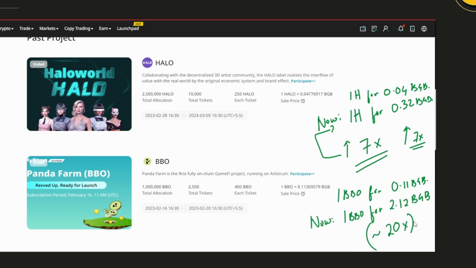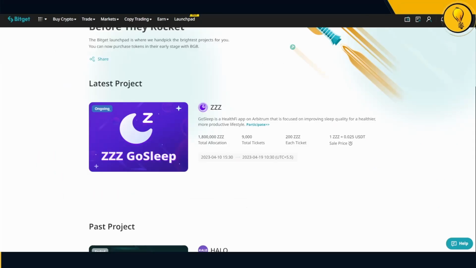Okay, this is 20x even after the pullback. So you can imagine what ICO participants were netting as soon as it actually hit the charts. Way more than 20x. That's why I have decided to participate in this next ICO, which is GoSleep. I said, hey, why not give it a shot? But now, question is, how do we actually participate in these ICOs? Well, here's how this works.